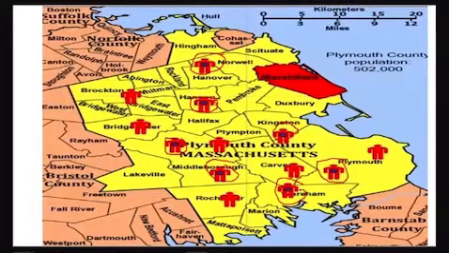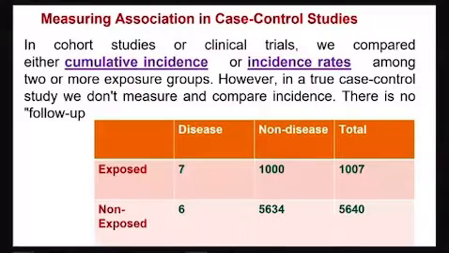Now, based on this, I'm going to show you a table. Take a look at this. This is a table. What do I want to do? I want to measure association in a case control study. This is an example of a case control study. I told you the other time. How many have the disease? 13. The totality of the disease, 13. But 7 are exposed, 6 are not.